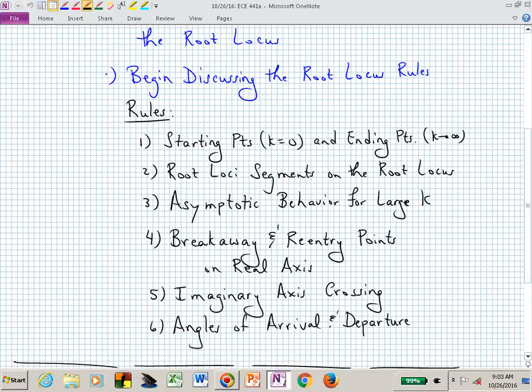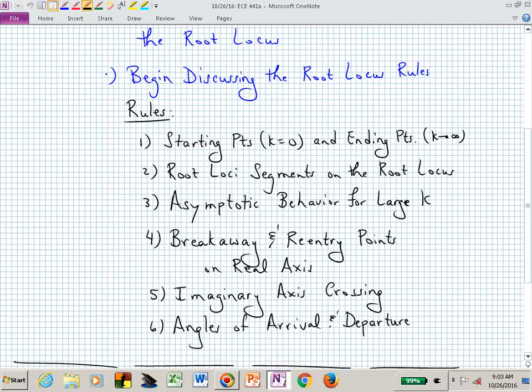And sometimes these rules do not apply. Depending on the kinds of poles and zeros that you start with, some of these particular rules may not actually come into play when you're sketching your root locus. But these are the 6 that I have identified, and I want you to get comfortable with having those descriptions.